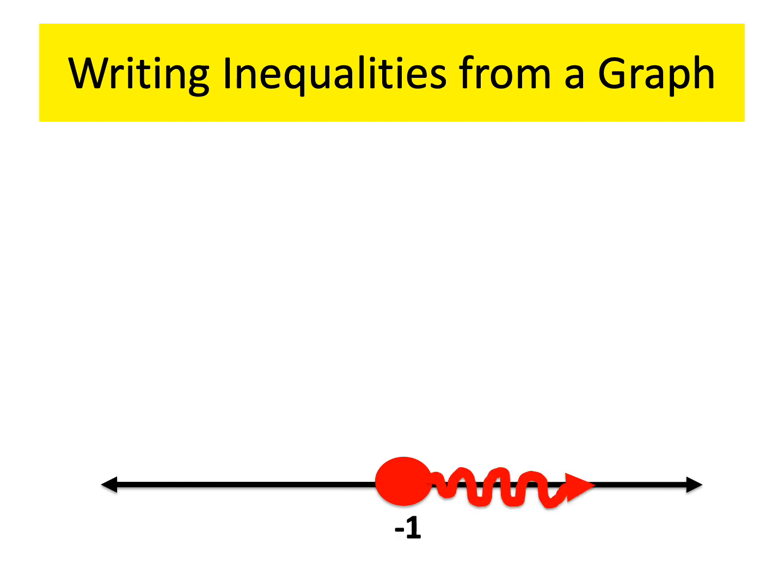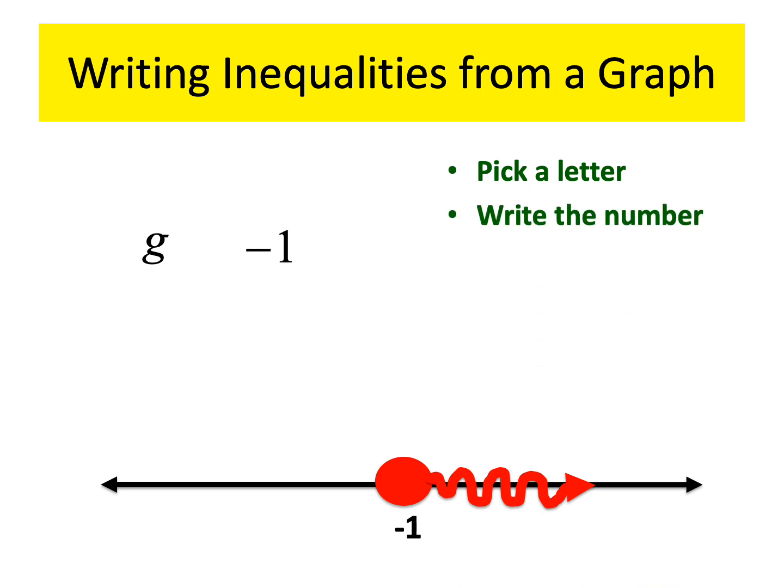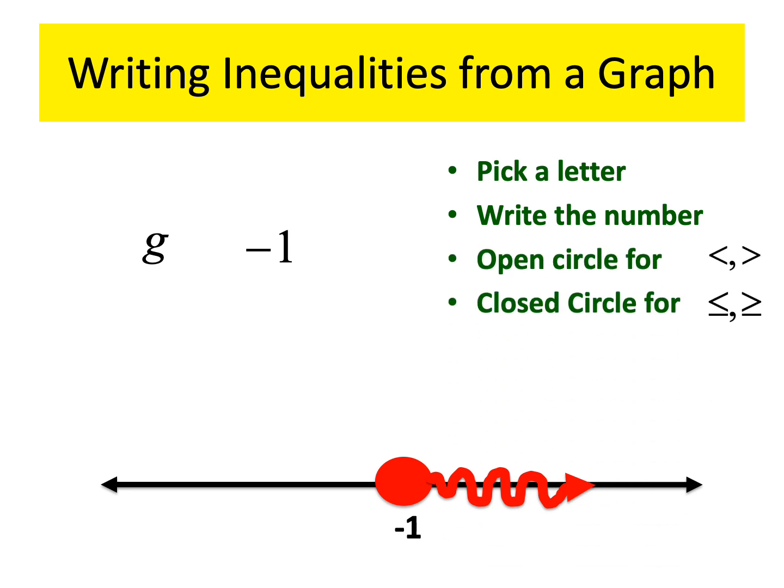Another example. Okay, there's your graph. Step number 1, pick a letter. All right, apparently I like G this time. Write the number. There's only one number there, -1. If you have a whole number line, just pick the number underneath the circle. Okay, we're going to either consider it's less than or equal to or greater than or equal to. Hey, solid circle, so it's less than or equal to, greater than or equal to.